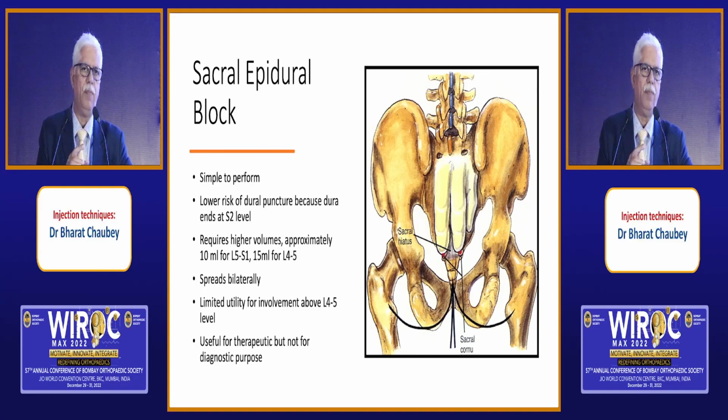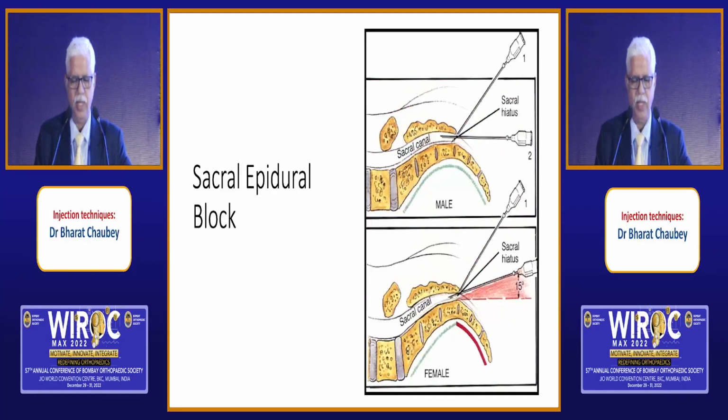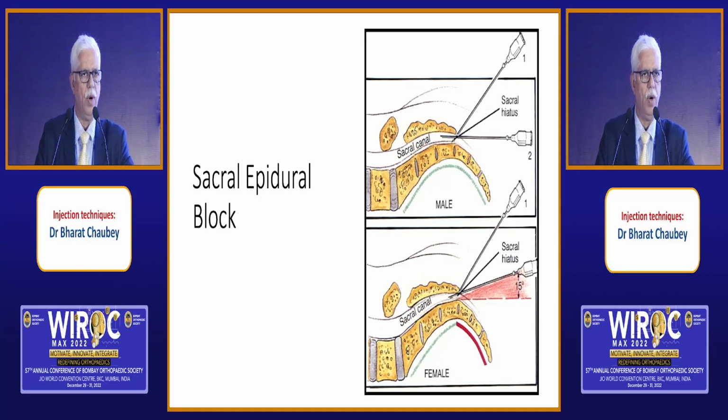For the sacral epidural, you have to palpate the sacral cornua like this, and then manipulate the needle so that it enters the sacral hiatus, and finally you deliver the medication up to L4-5 or L5-S1.